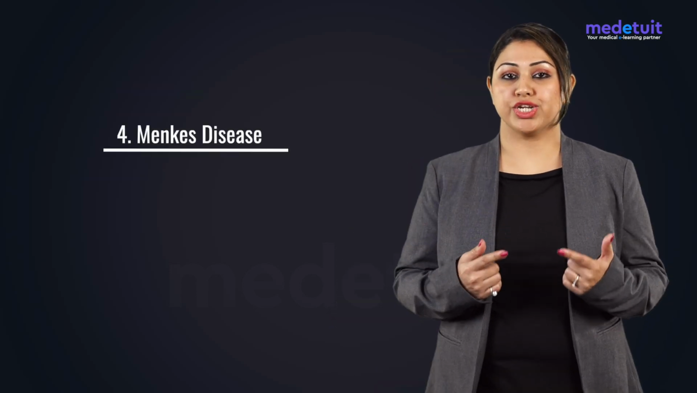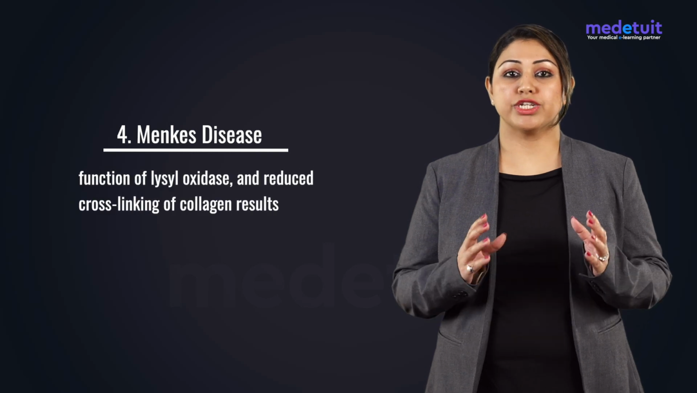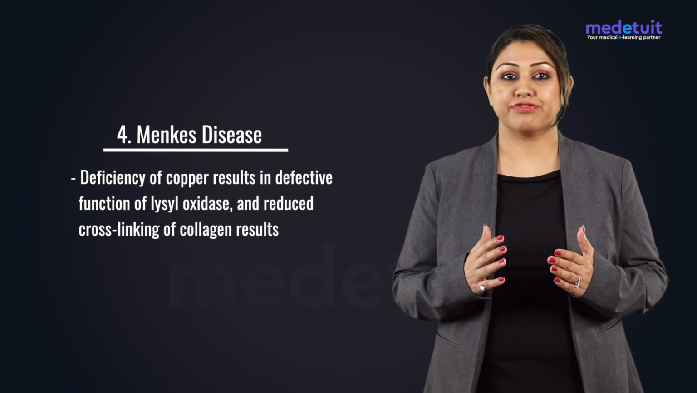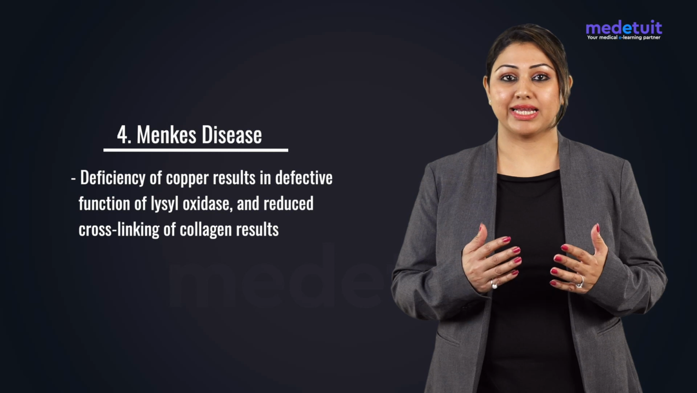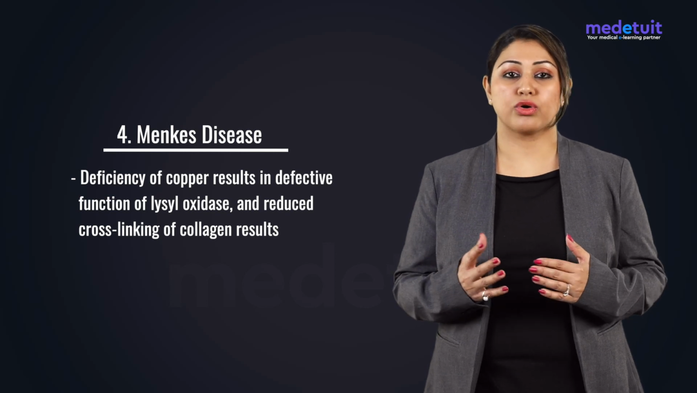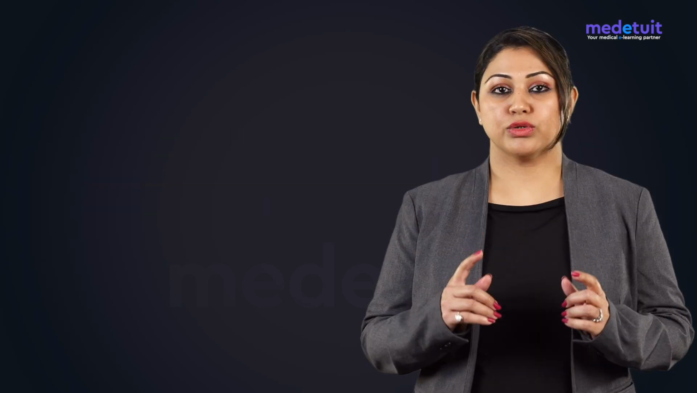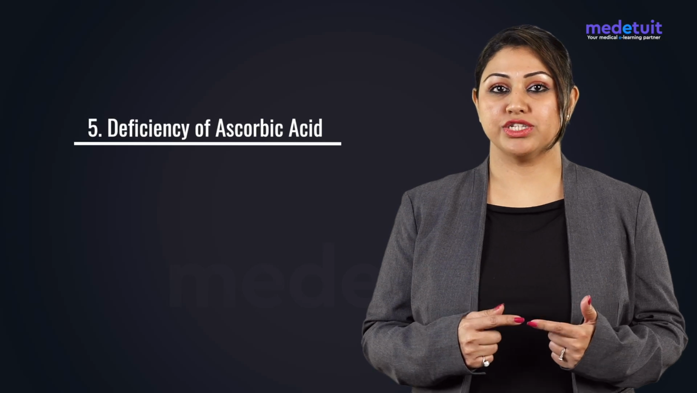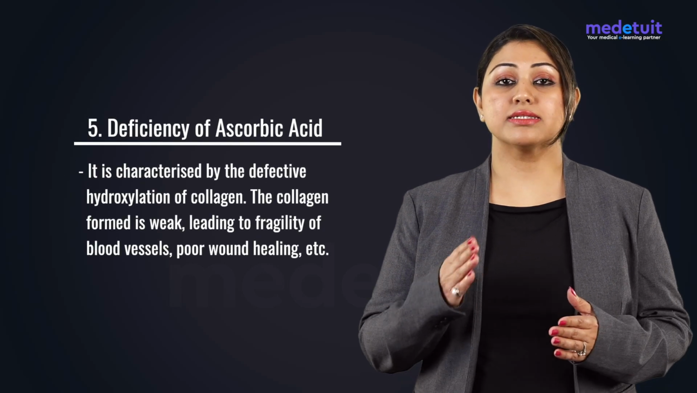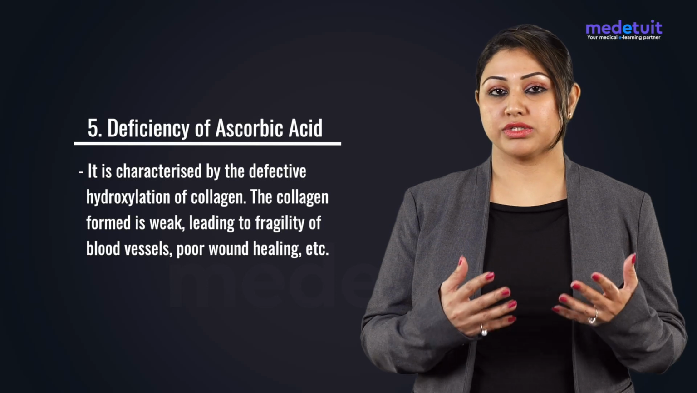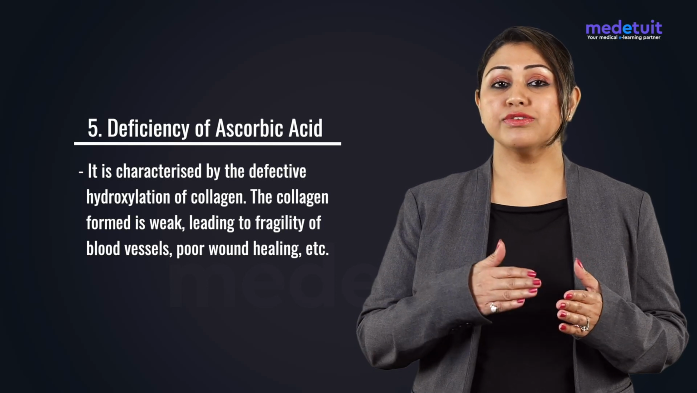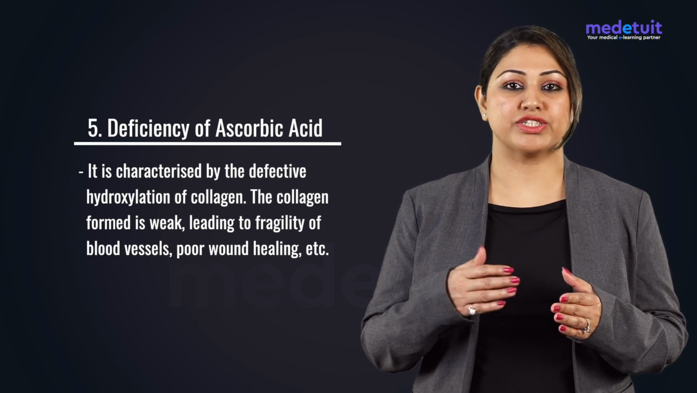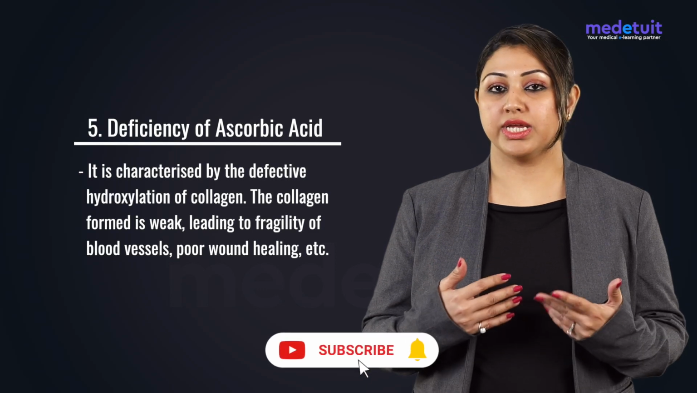Now, the fourth condition is Menkes disease. So, deficiency of copper results in defective function of an enzyme called lysyl oxidase and reduced cross-linking of collagen results. So, the fifth condition is the deficiency of ascorbic acid. It is characterized by the defective hydroxylation of collagen. The collagen formed here is weak, leading to fragility of blood vessels, poor wound healing, etc.